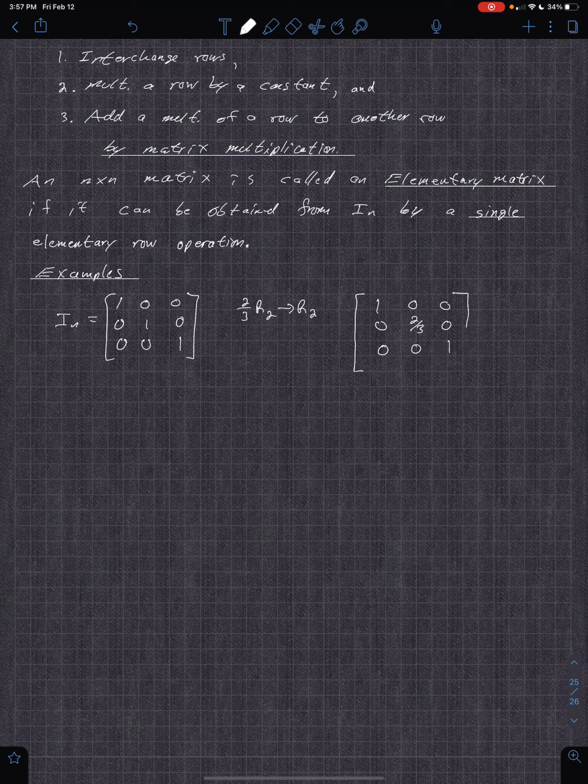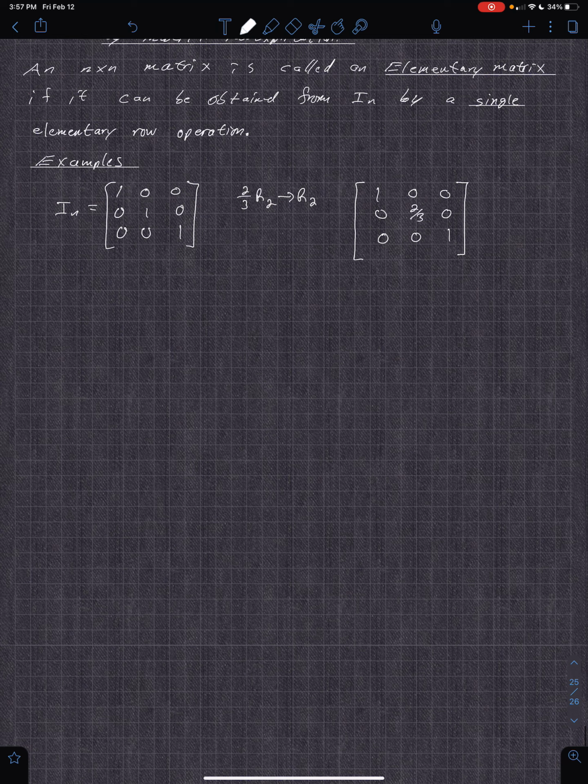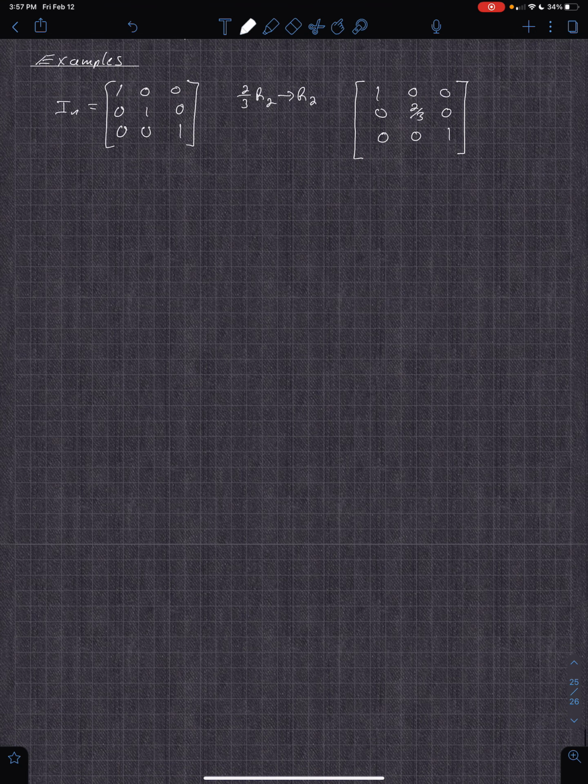Now, that operation, if you multiplied by a matrix, would do that same operation. So if you took that matrix and multiplied by an A, then it would multiply that row by 2/3. So it's an actual operation, actual matrix multiplication. So this is an elementary matrix. So I'll just say yes, an elementary matrix. And we'll call that E.